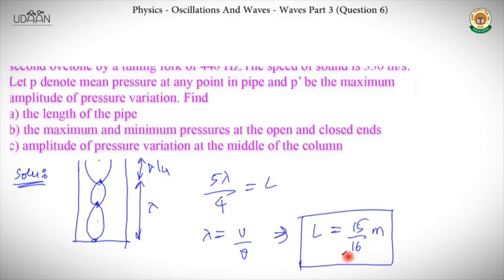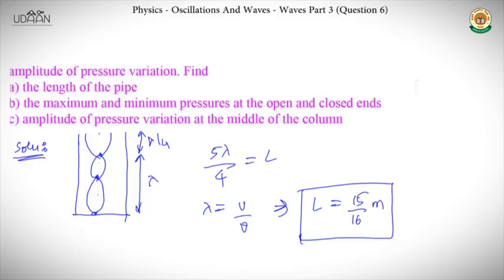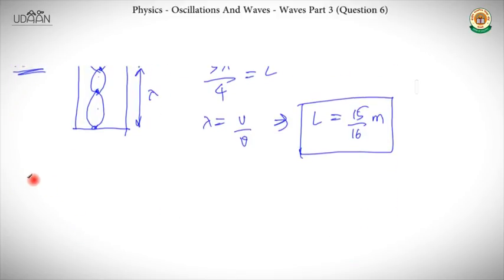So now we have the length of the air column. Moving on to the B bit.